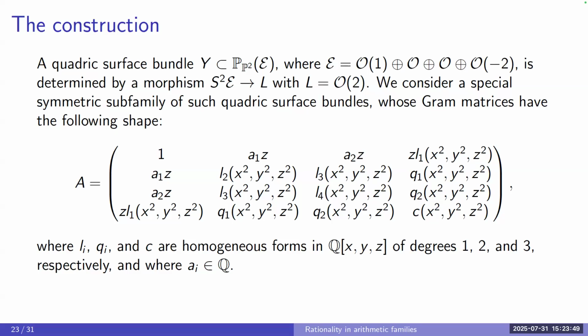Okay, so I'm going to take this special symmetric family of Gram matrix. What's the key thing to notice here? X and Y always show up with even degree. And for most terms, Z also shows up with even degree, but I have these linear Z terms here. Okay, so the L's are linear, the Q's are quadric, the C is degree 3. And so on the diagonal, I have degree 0, degree 2, degree 2, and degree 6.